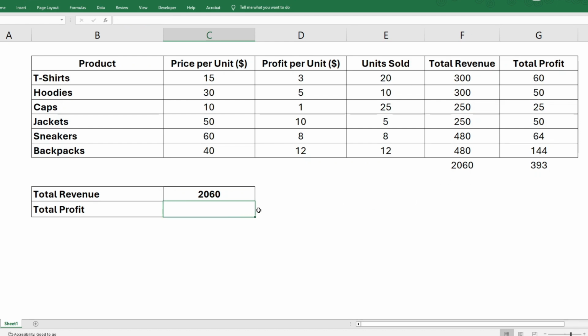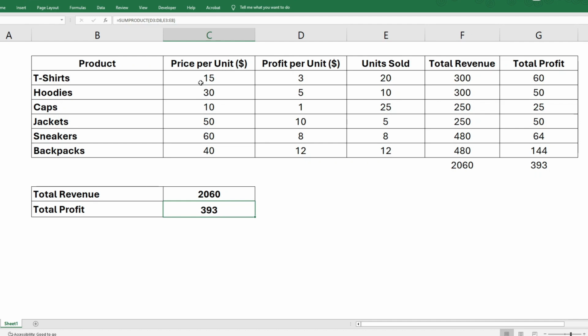Similarly, we can do it for the total profit. Again, SUMPRODUCT. Now for the SUMPRODUCT, we need the profit per unit as the first range and the units sold as the second range. Once we close the parentheses and hit enter, it calculates the total profit, and it was done in one shot.